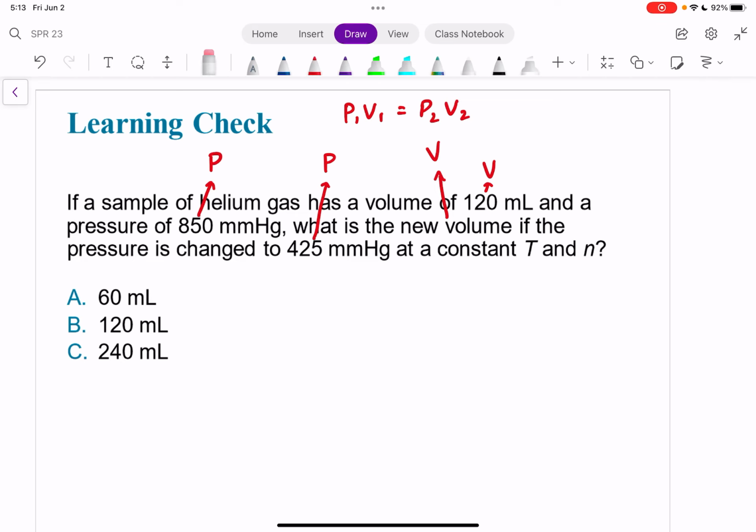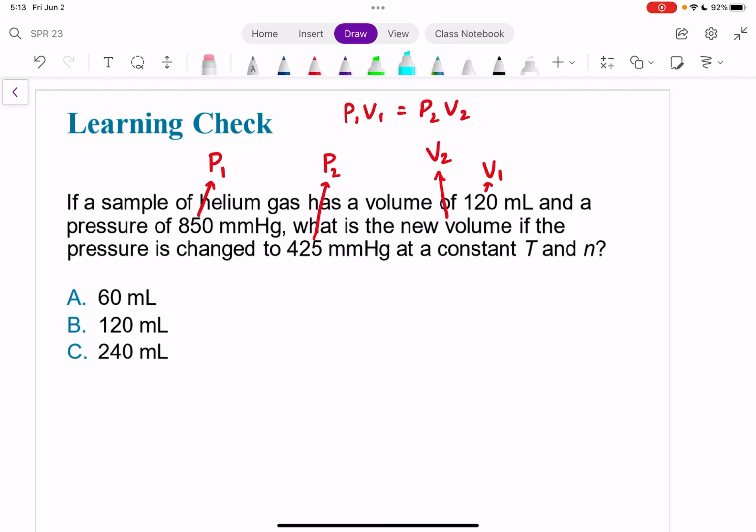All right, so let's figure out which one's my initial, and we'll call those P1, V1. So we'll say, let's see, sample of gas has a volume. So I already have a volume of 120 mils, so that's my V1. And my initial pressure is 850 millimeters mercury. My new volume is what I'm solving for. And my P2 is 425.